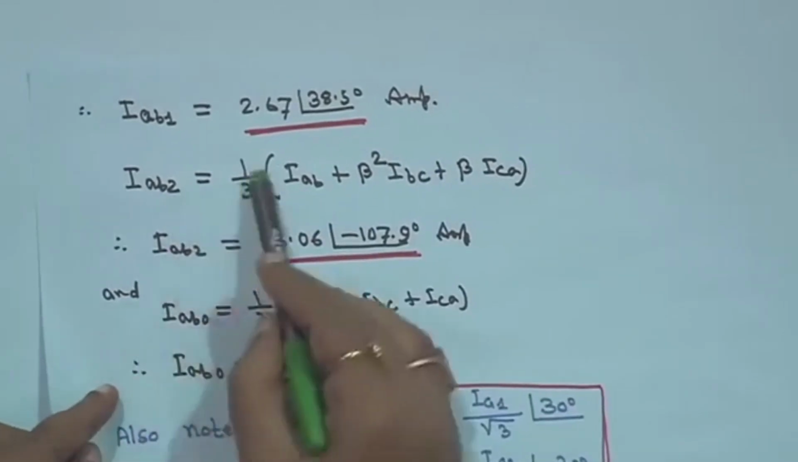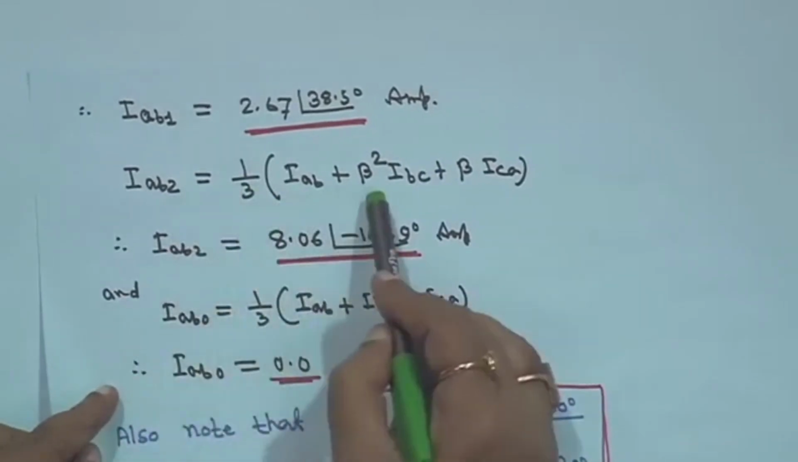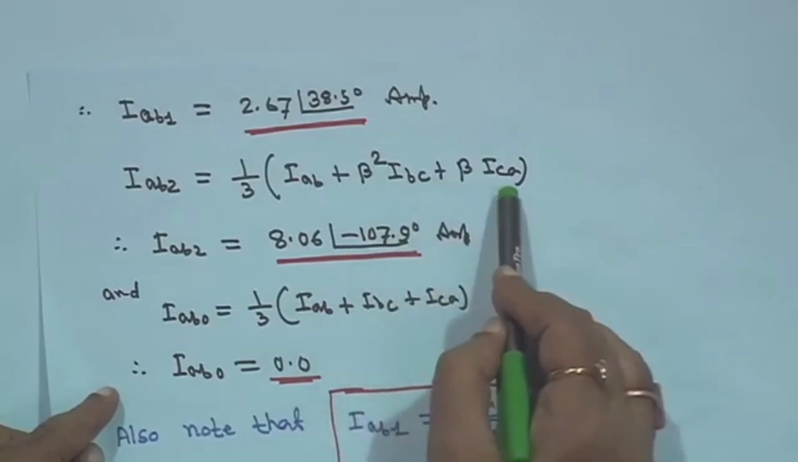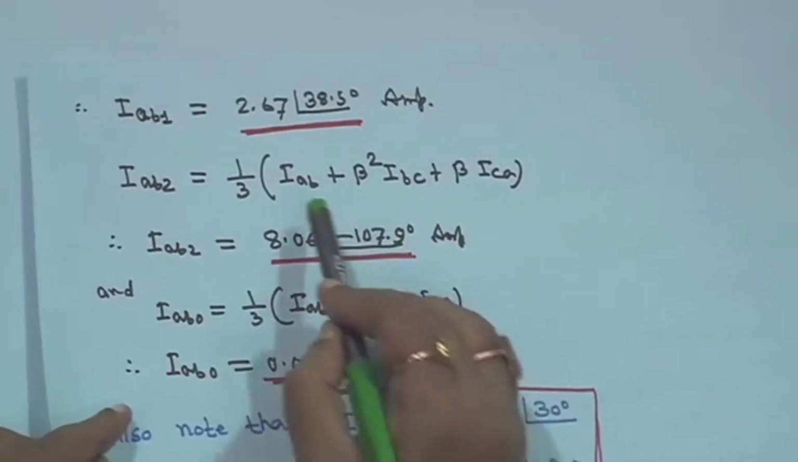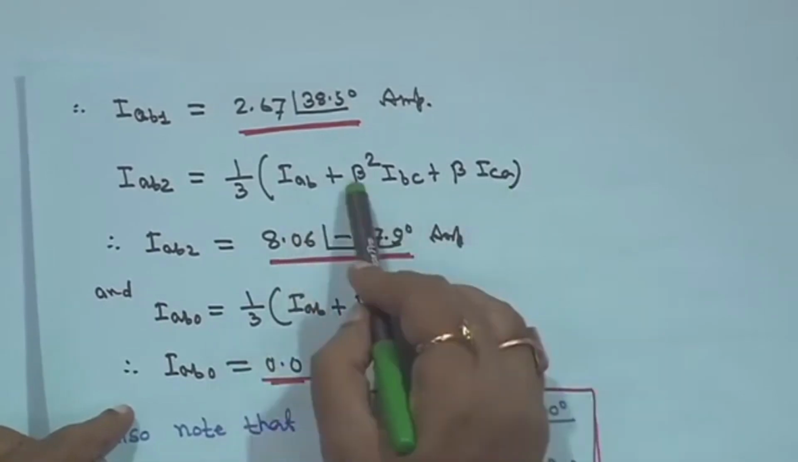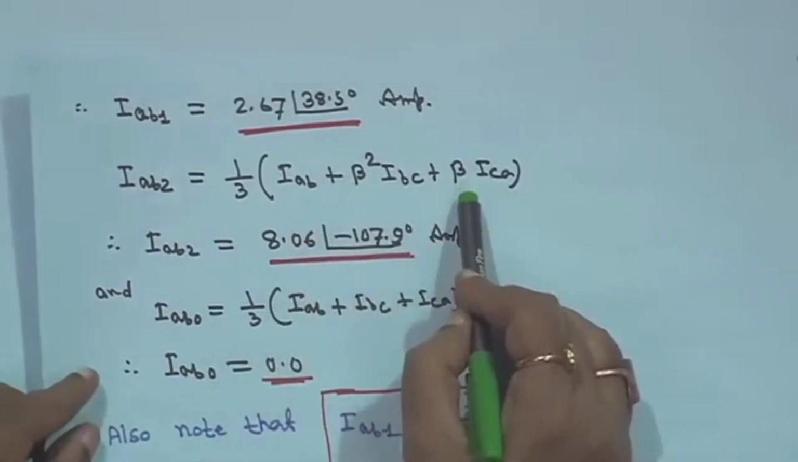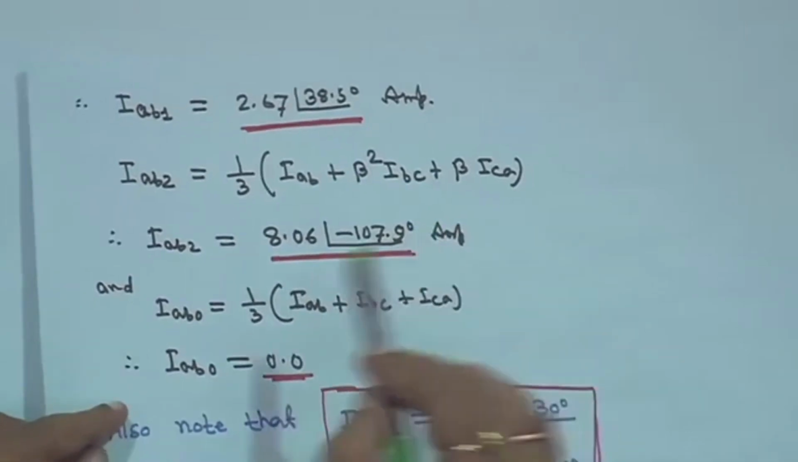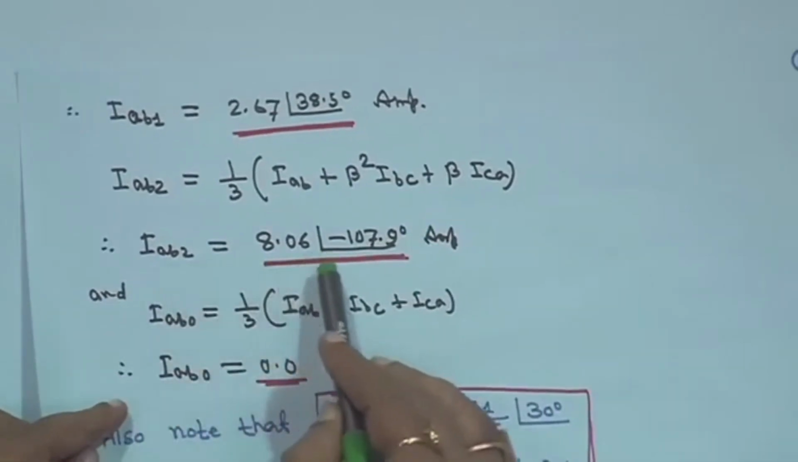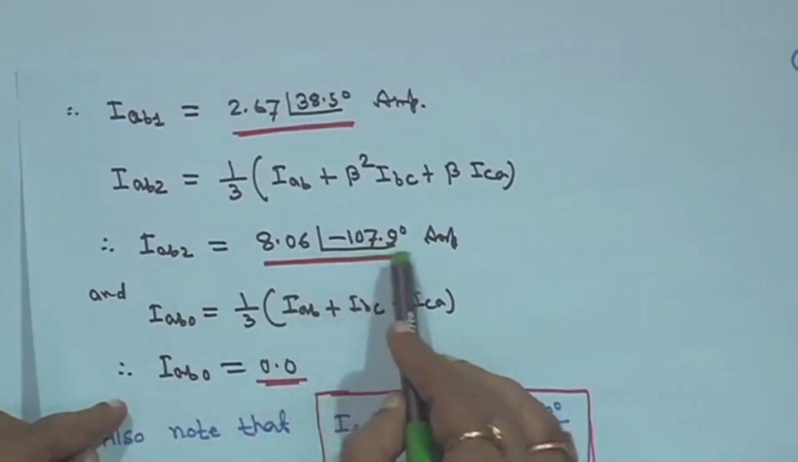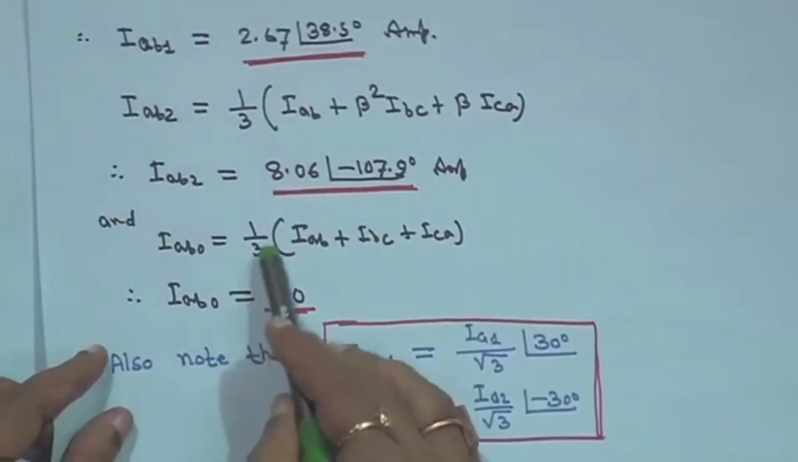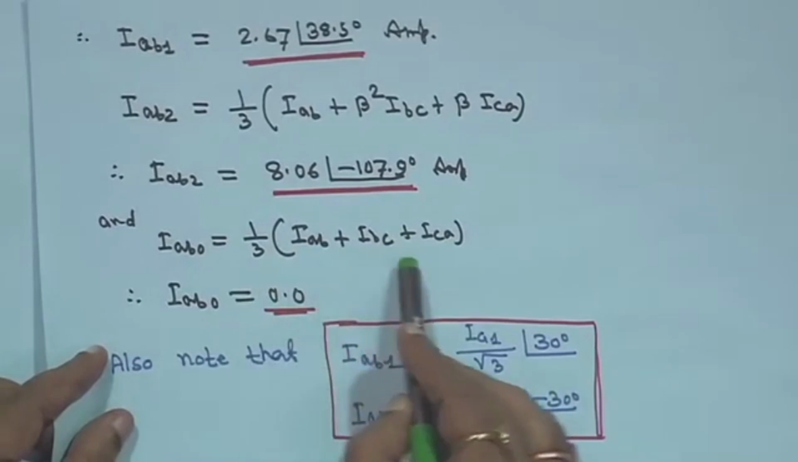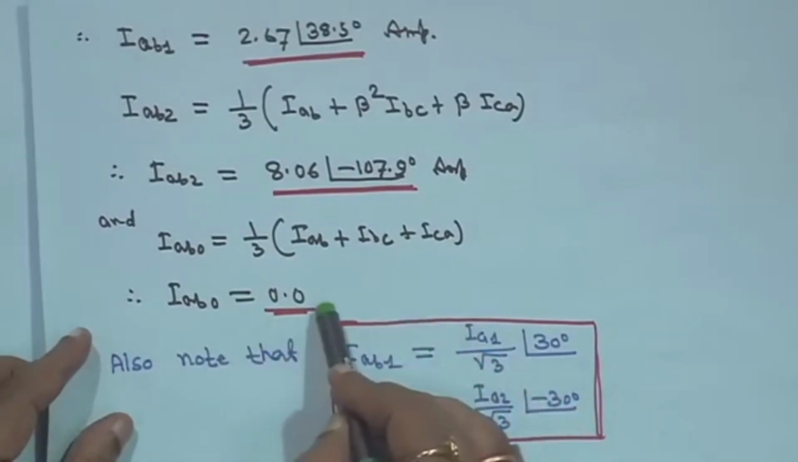Similarly, IAB2 is equal to 1/3 (IAB plus beta square IBC plus beta ICA). Please do this one: substitute IAB, IBC, ICA and the beta square and beta angles and simplify. You will get IAB2 is equal to 8.06 angle minus 107.9 degree ampere, and IAB0, which is 1/3 (IAB plus IBC plus ICA), will become 0.